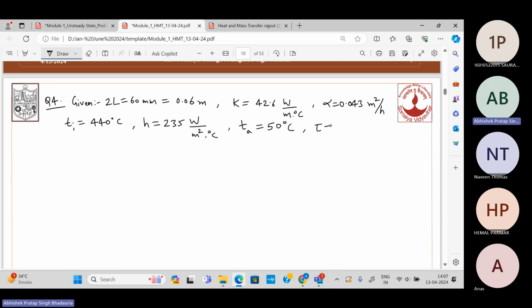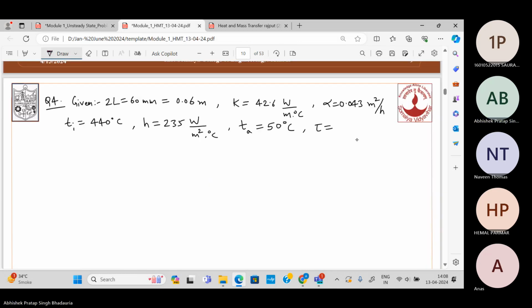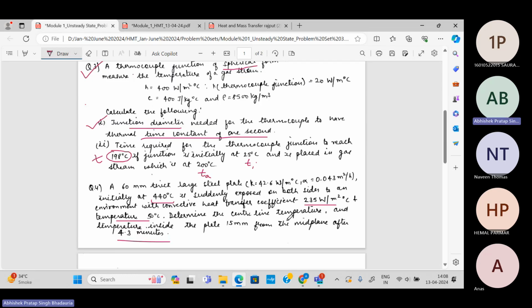Now what about time? Time is, you can see, 4.3 minutes. Now what do we have to determine? This is the question. We have to find the center line temperature and the temperature inside the plate, 15 from the mid plane. So this we need to find.